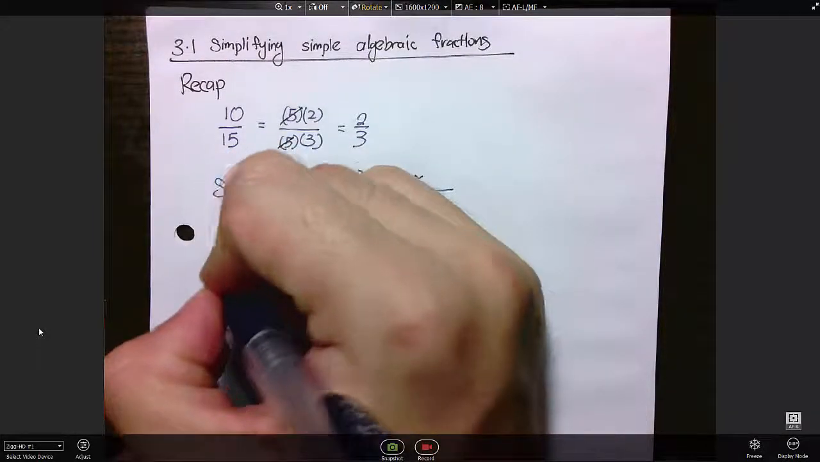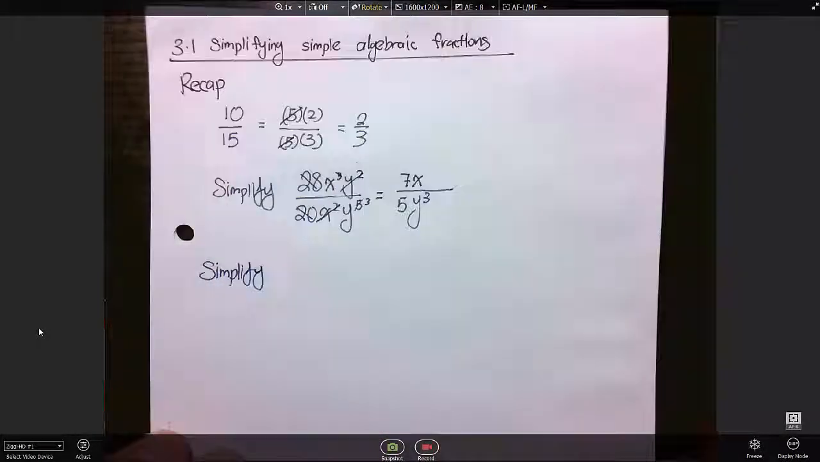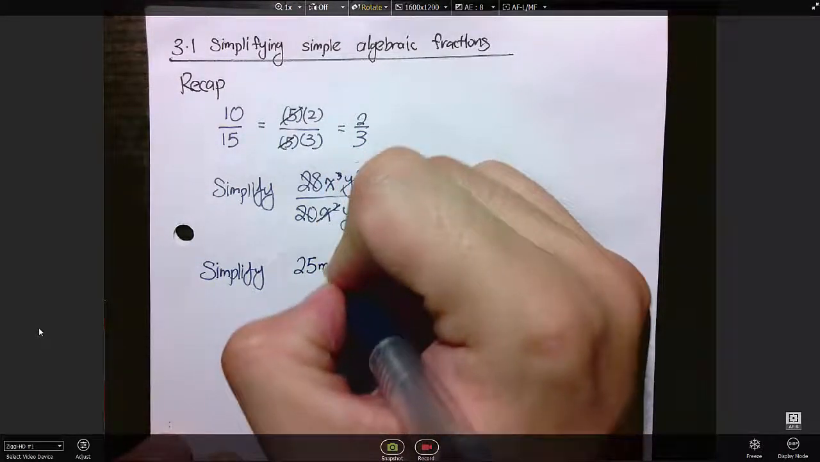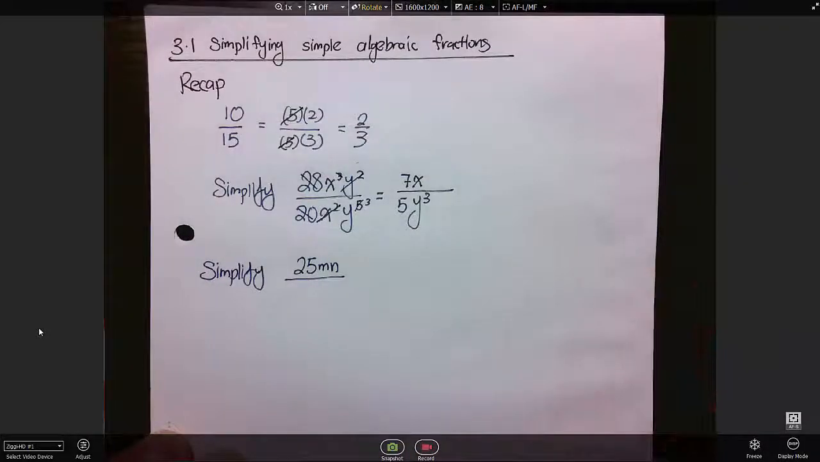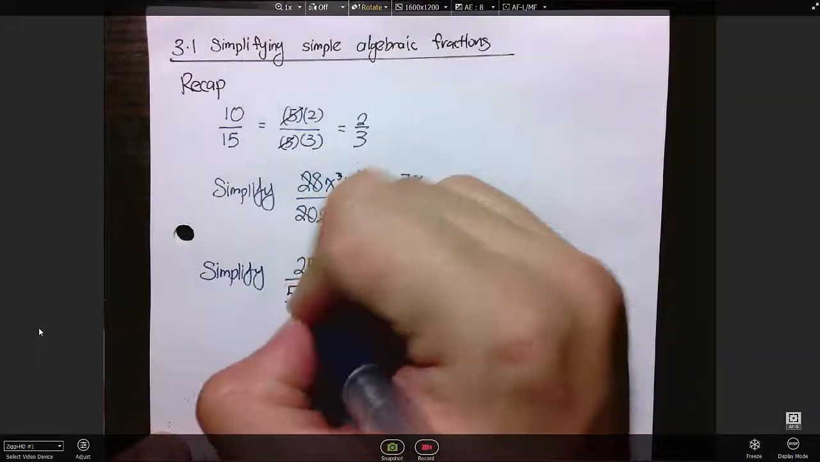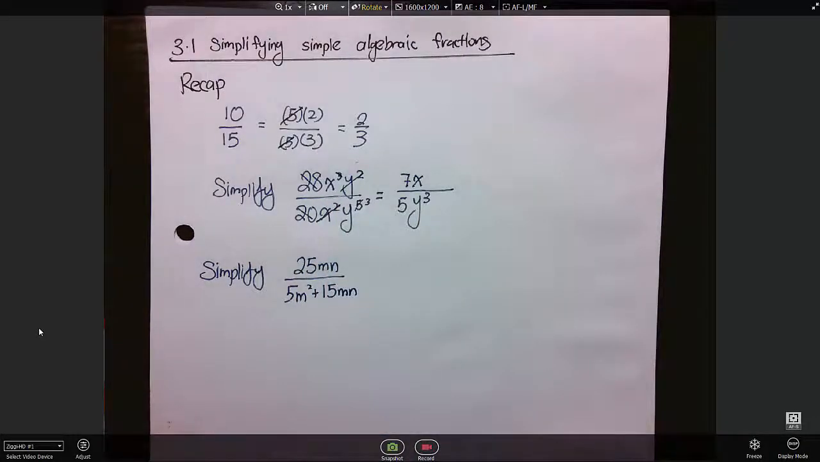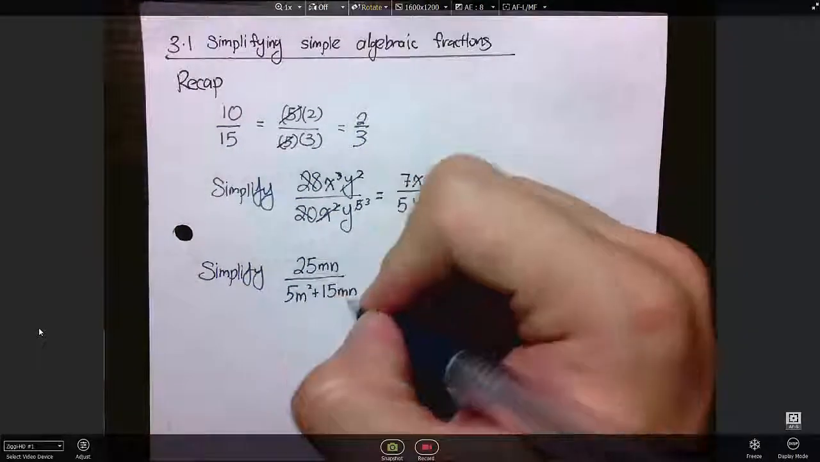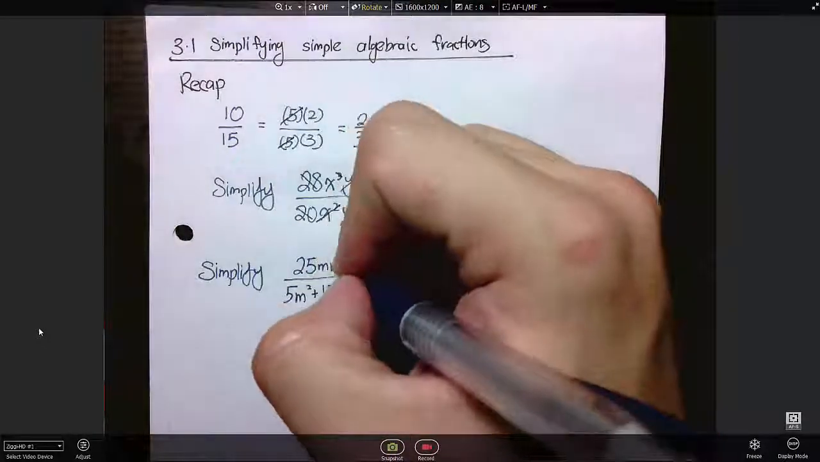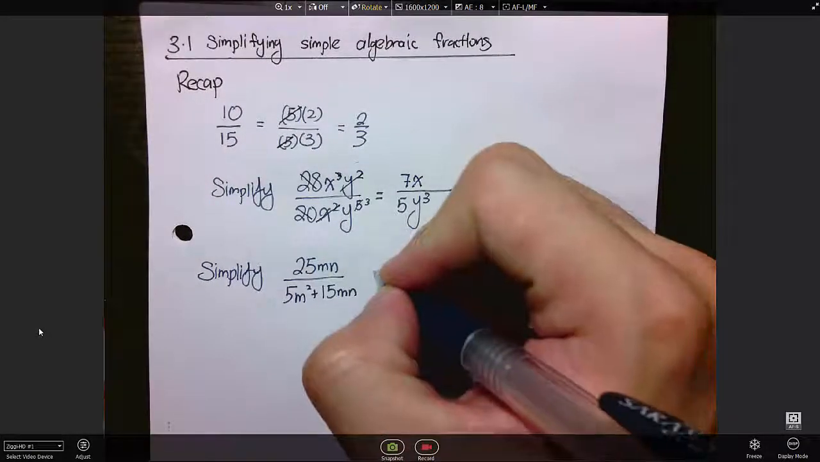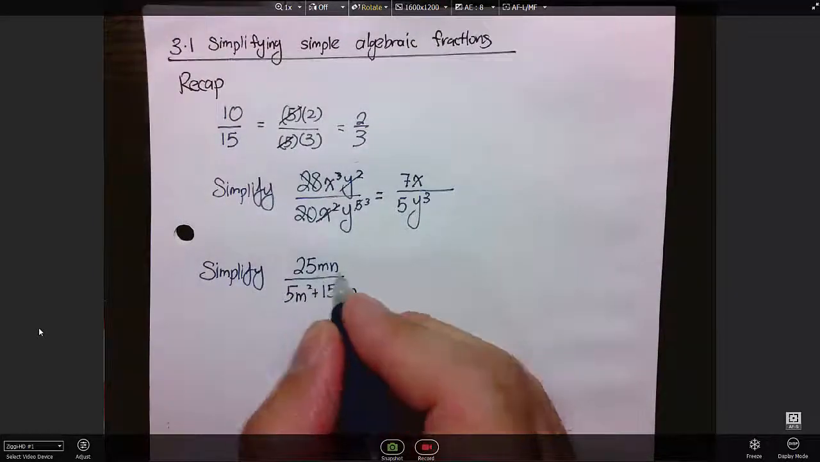Now I give you another example. Let's have 25mn divided by 5m squared plus 15mn. Straight away, be very careful here. What some of you might do is say, oh, here's mn, here's mn, let's just eliminate mn here. No, we cannot do that, so be very careful, because there's the plus sign down here. I give you an example of why I cannot eliminate mn and mn.